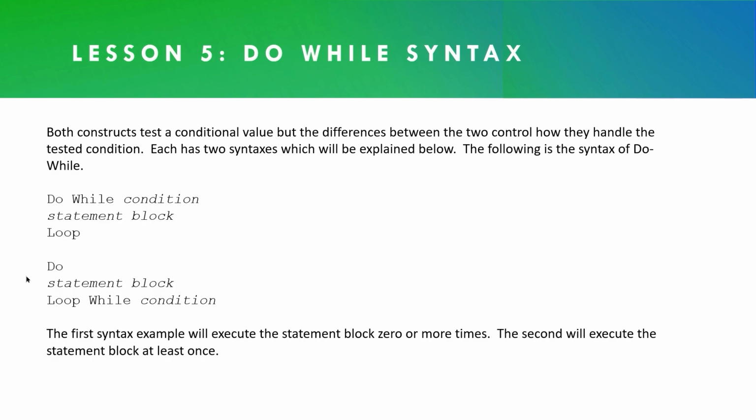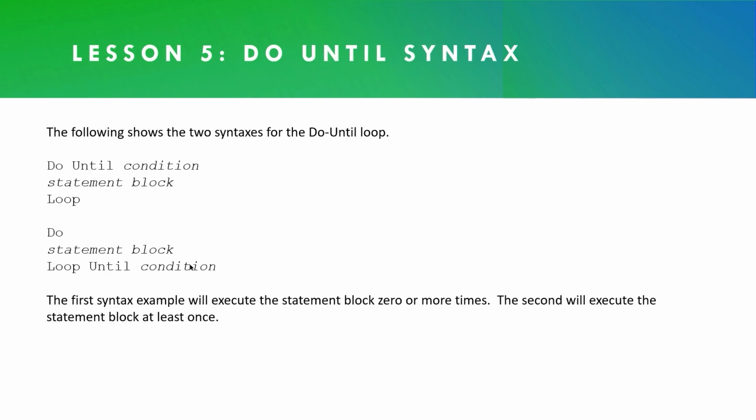Now, another way to write it is, in this one, it will run the statement block at least once. In the first one, it will execute the statement block 0 or more times, depending on if the condition is true, and stop when the condition is false. In this one, it's going to do the statement block and then loop while the condition is true. So it will execute it at least once. Similarly, the do until loop has two syntaxes, the first of which will execute the statement block 0 or more times, and the second will execute the statement at least once.